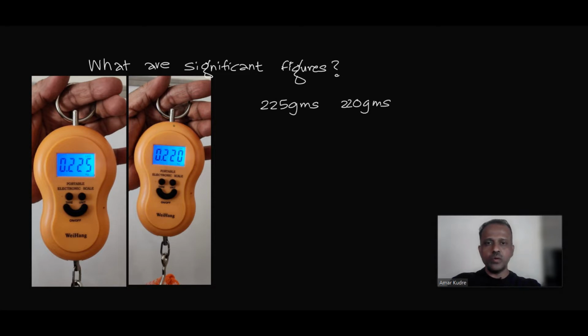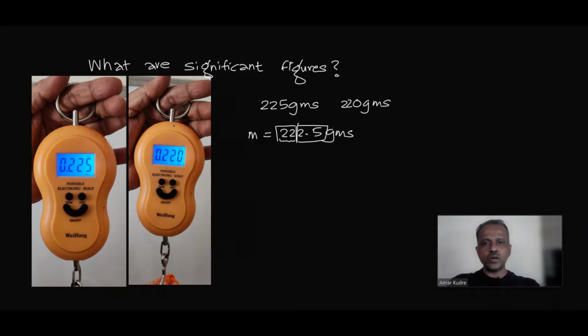Now, normally what we will do is take the average of these two as the mass of the two oranges. So the average mass of two oranges will be (225 + 220) / 2, that would be 222.5 grams. Things are okay till here, but really speaking, we are certain about these two particular figures, however we are not certain about the other figures, that is either 2 or 5.